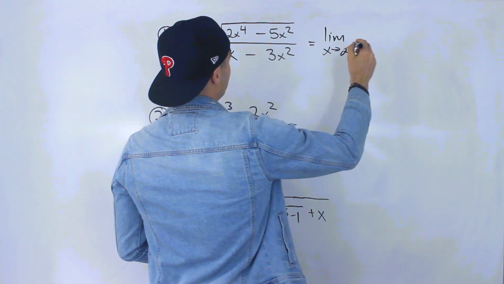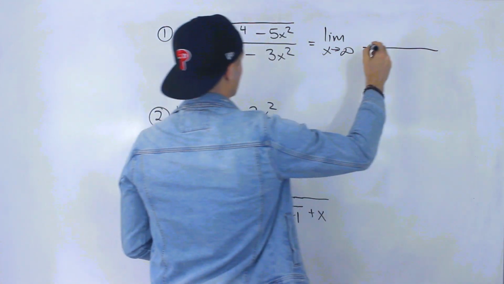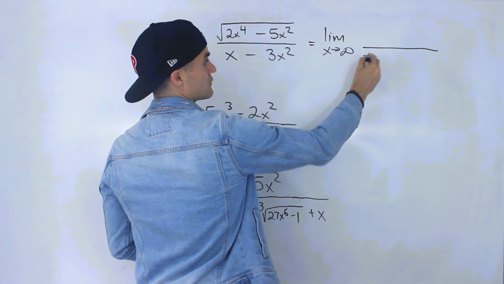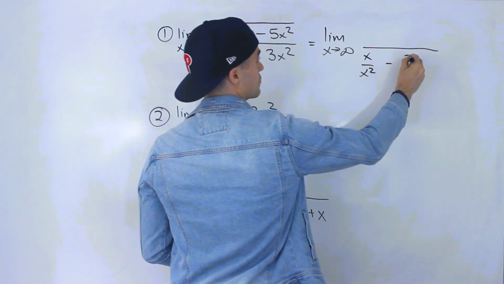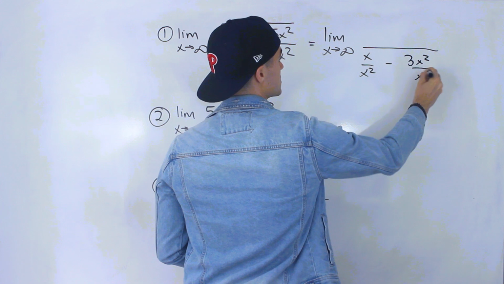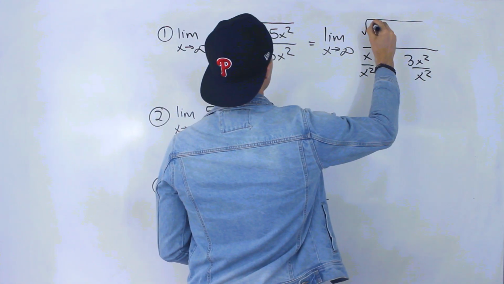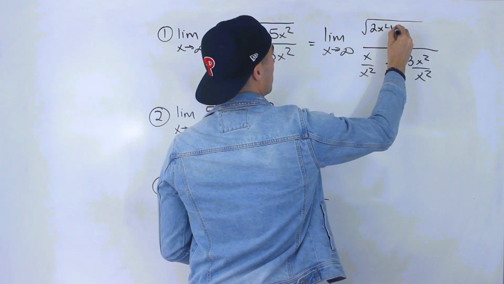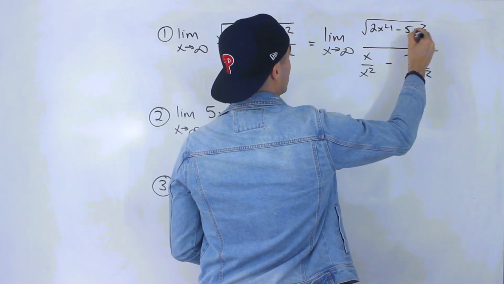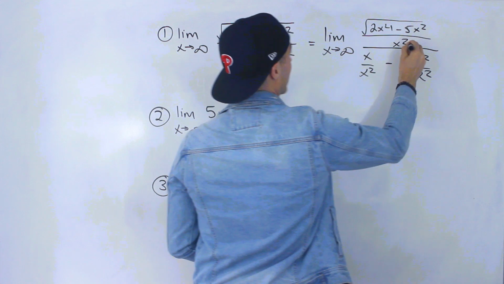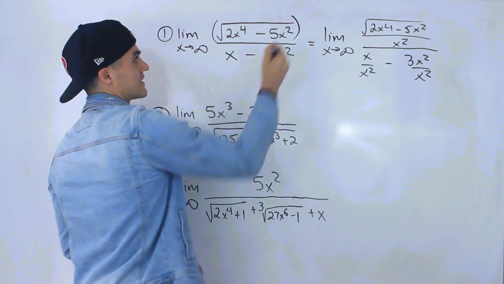Let's start with the denominator actually first. So we would take this x divided by x squared. We would take this 3x squared divided by x squared. And then we would take this entire square root, 2x to the 4 minus 5x squared, and divide all of that by x squared. Notice that this here is an entire expression.